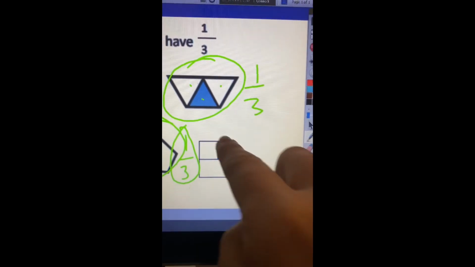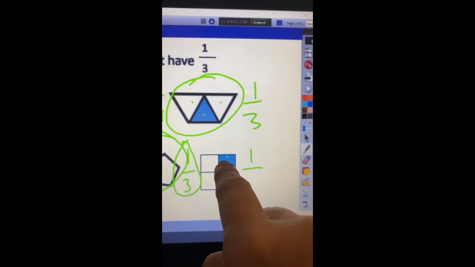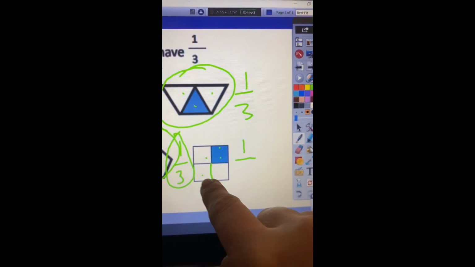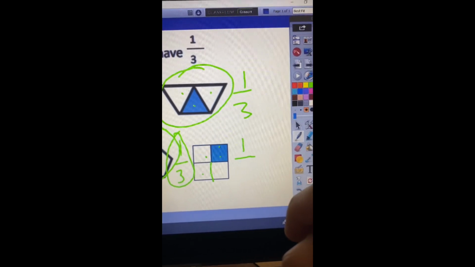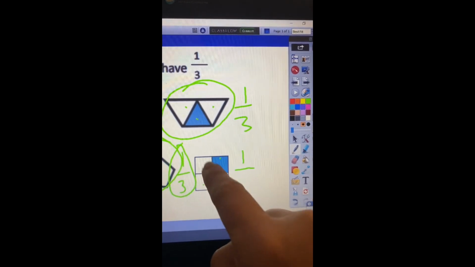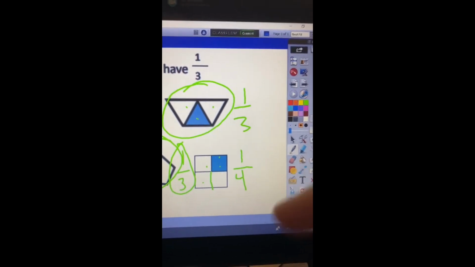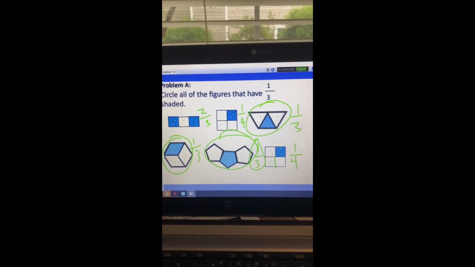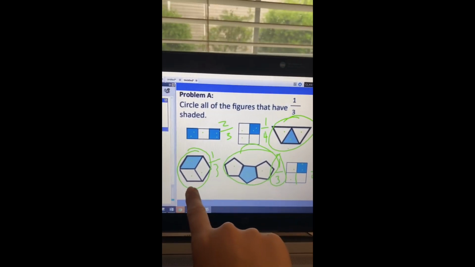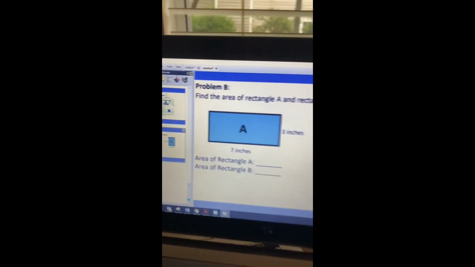And here we have 1 piece shaded, but I can't say that there's 3 total pieces here because this figure is not cut into equal parts. And remember, for us to have a fraction, it has to be cut into equal parts. This was not, so I made it equal parts. This is really 1/4. So the only figures that I could circle that were actually 1/3 shaded were this one and this one.